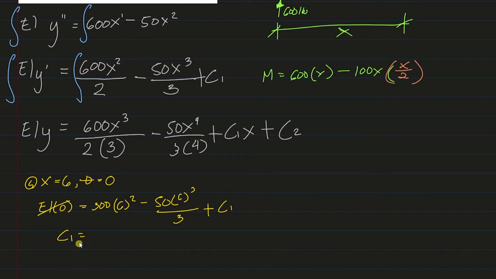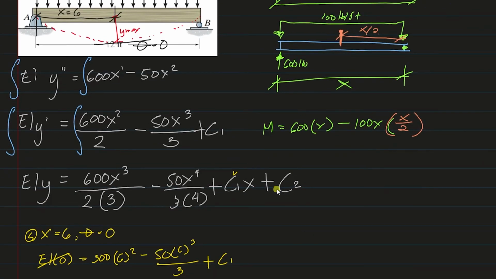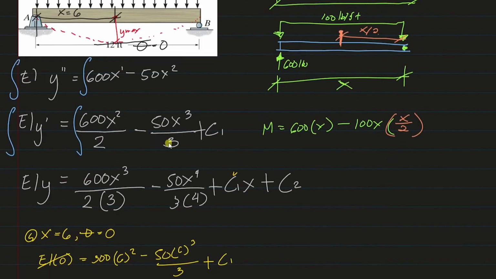Therefore, we can now solve for C1. So, solving for that, that is 300 times 6 squared, 1,200. So, C1 is given. Now, okay na yung C1 natin. How about C2? What is the value of C2? The value of C2, we can solve that again using boundary conditions.